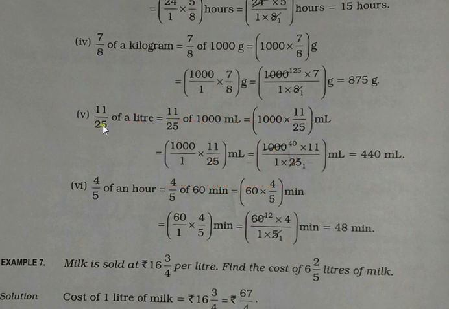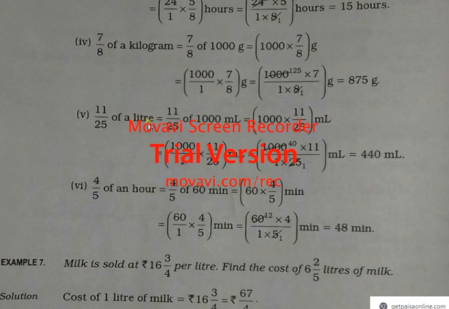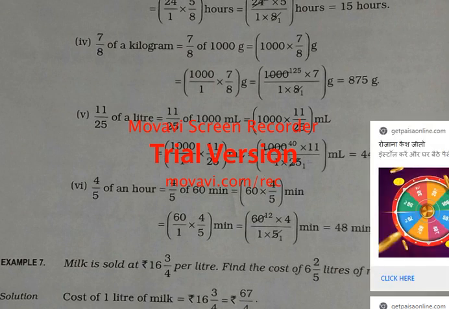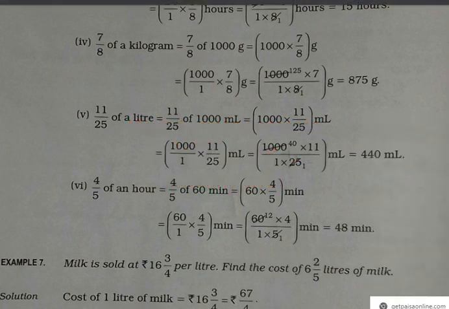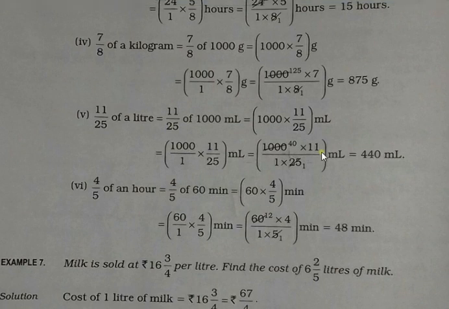Now if you will see question number 5, it is 11 by 25 of a liter. Students, you should know all these conversions: liter into ml, kilogram into gram, hour into minute or second, year into months or days or weeks. Okay, these are all needed for doing these types of questions.